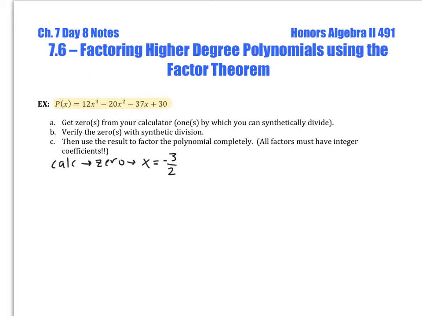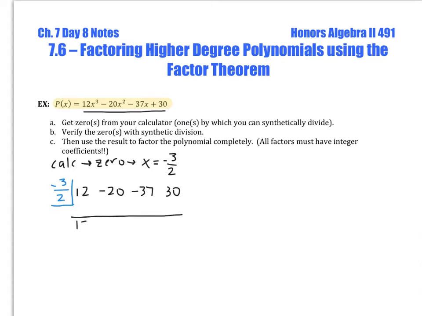So now I'm going to verify that this is one of the zeros using synthetic division. So -3/2 goes in the corner, in that box. And looking through our polynomial, I don't need any placeholders. So we've got 12, -20, -37, and 30. All right, so go ahead, carry out the operation.